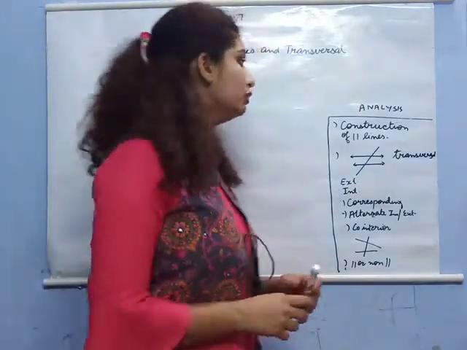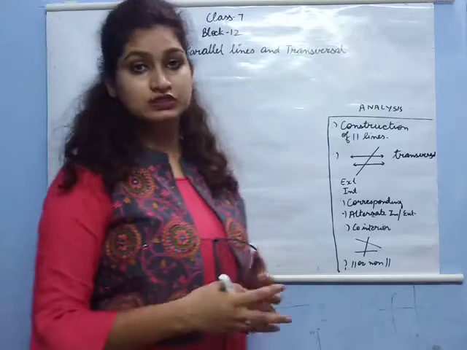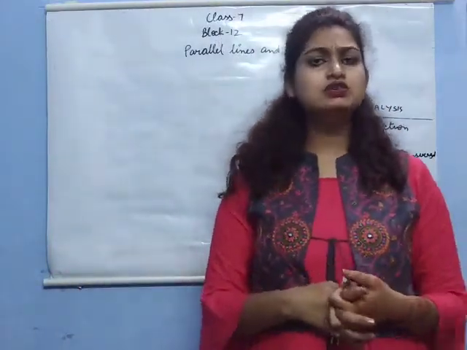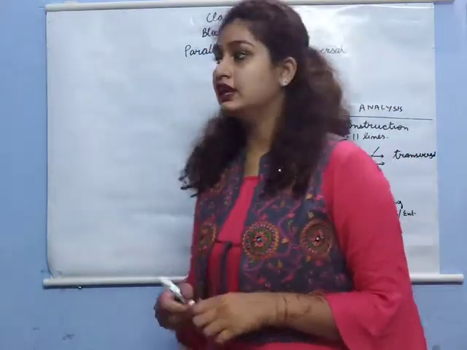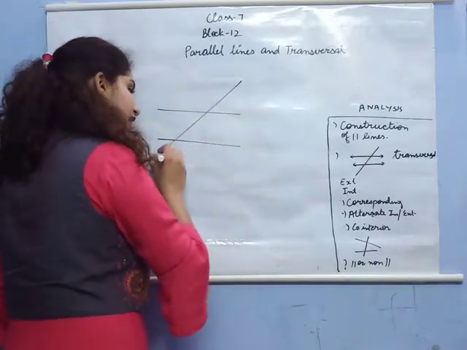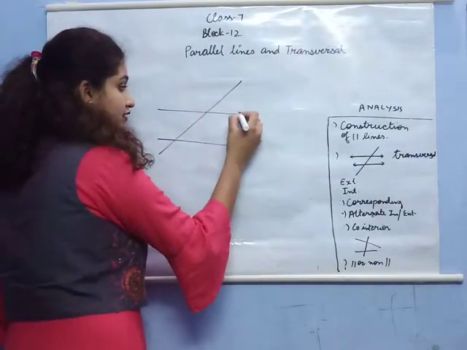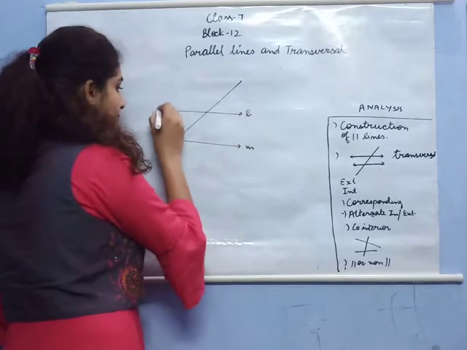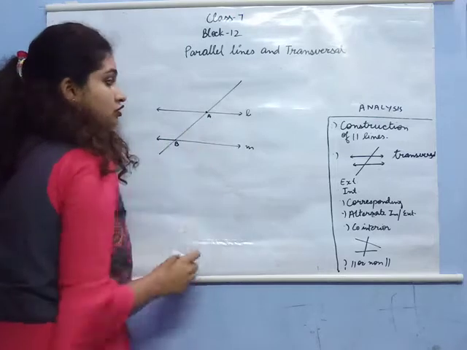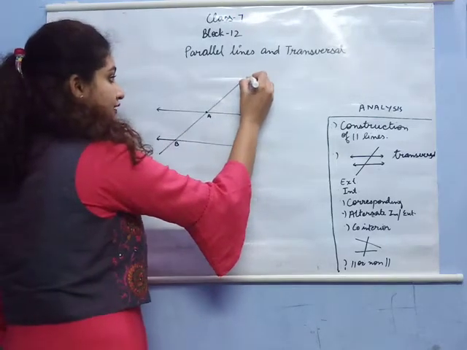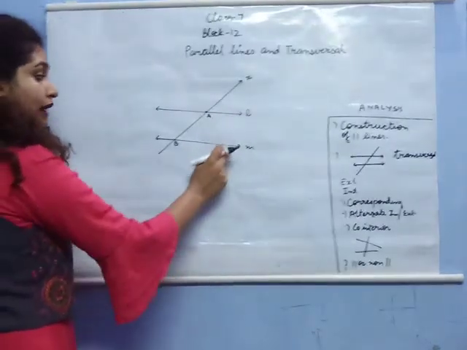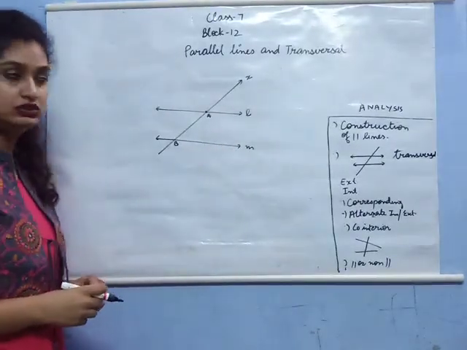Now, we are going to learn about what a transversal is and what its effects are on the parallel lines. A transversal is a line which is intersecting the two parallel lines at two different points. Any line at any angle which intersects this line L and this line M at different points, suppose A and B. So this line X is a transversal. Any line which is crossing the two parallel lines is a transversal line.